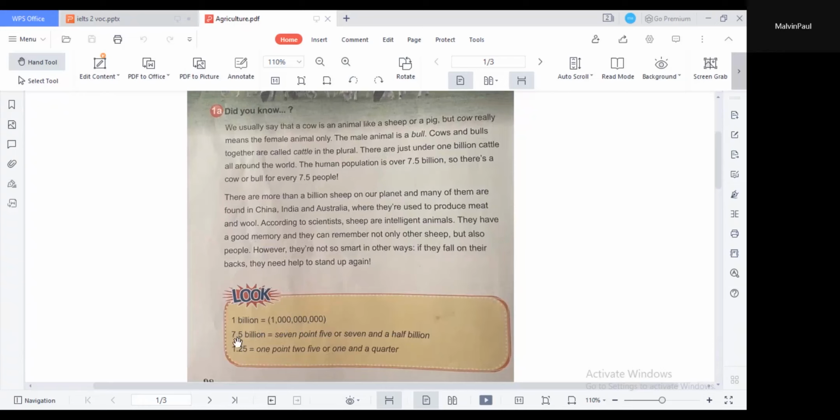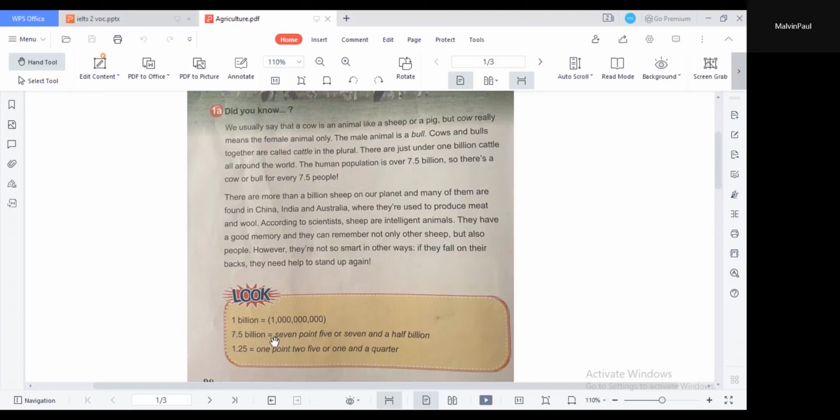And then here, what are they saying? 7.5 billion. So when we have numbers in amounts, we use this one as 7.5. The dot here is considered as point. Usually we can say 7.5, it's a dot.